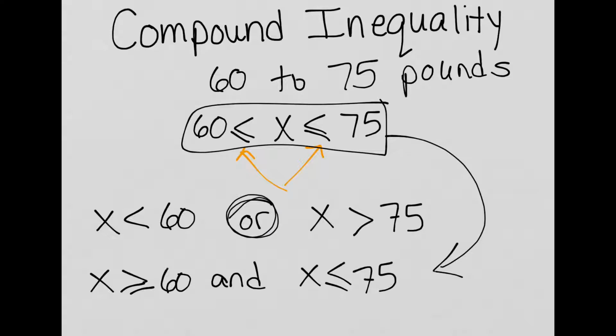And means that they both have to be true at the same time. This dog needs to be greater than or equal to 60 pounds and less than or equal to 75 pounds at the same time. Because if it was just greater than 60, well, if my dog weighed 100 pounds, that would not be healthy. So both have to be true at the same time. That's what the and is. But or, it could be this or that. So unhealthy would be less than 60 or greater than 75.